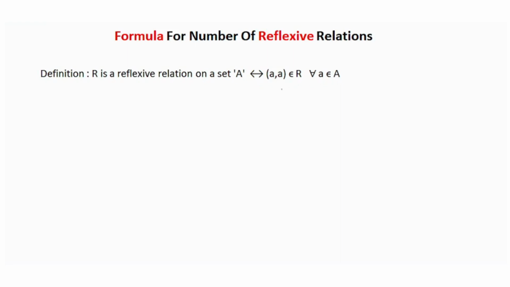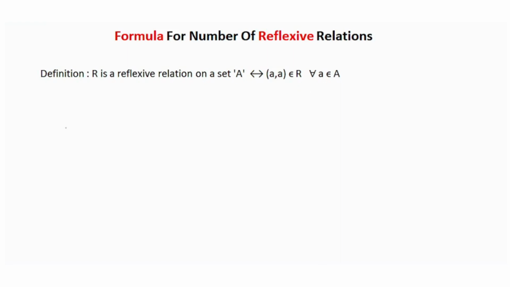Meaning, whatever elements are taken from A, every element has its own image, and that ordered pair should belong to R. Every element belongs to A, every element has its own image, and that ordered pair should belong to R.